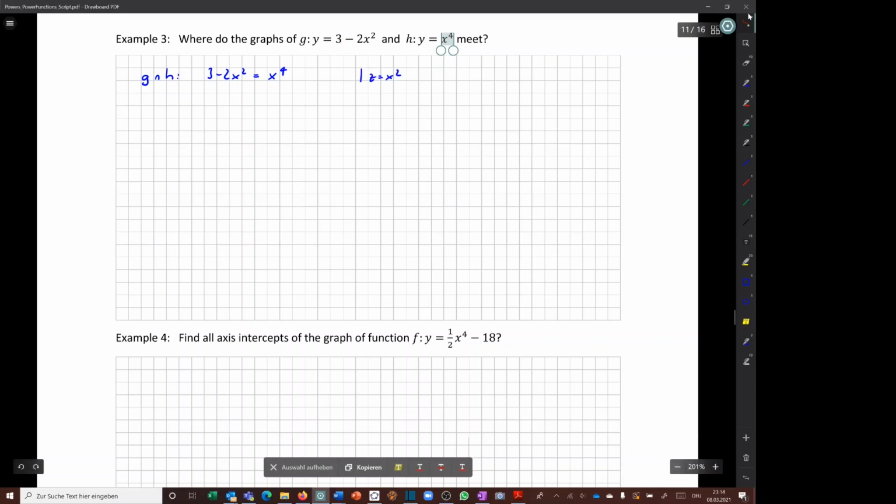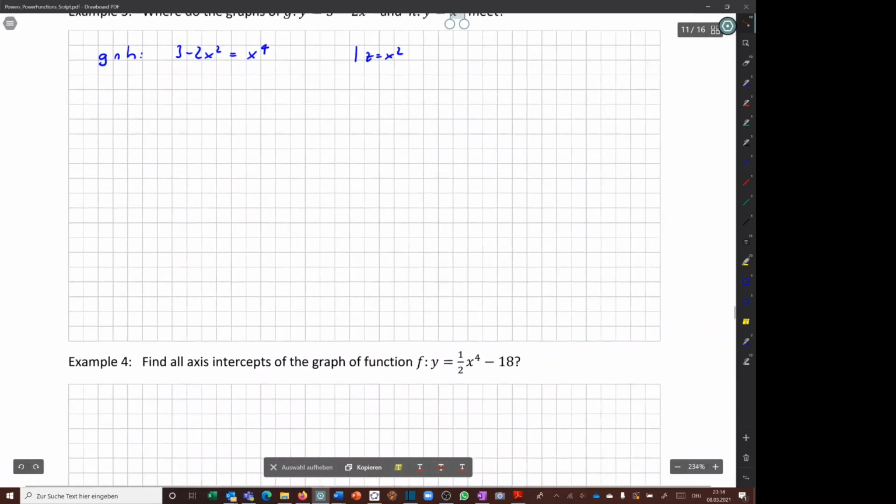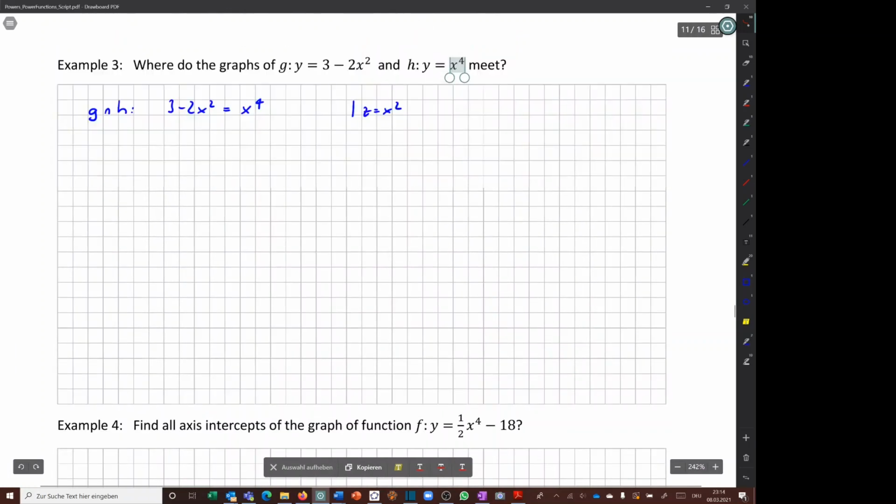We see here what we have is a biquadratic equation, the x squared and the x to the power of 4. So what makes sense is to replace the x squared by z. So we get a quadratic equation now in z. To solve a quadratic equation, we need to get everything on one side. So we add 2z, subtract 3, put everything on the left-hand side to get z squared plus 2z minus 3. And this is a quadratic equation.